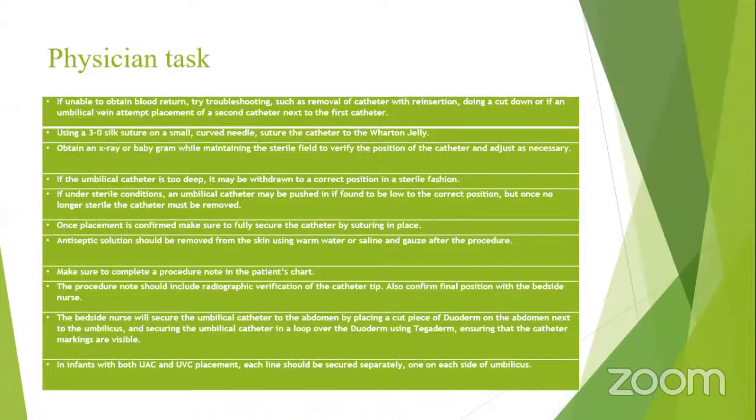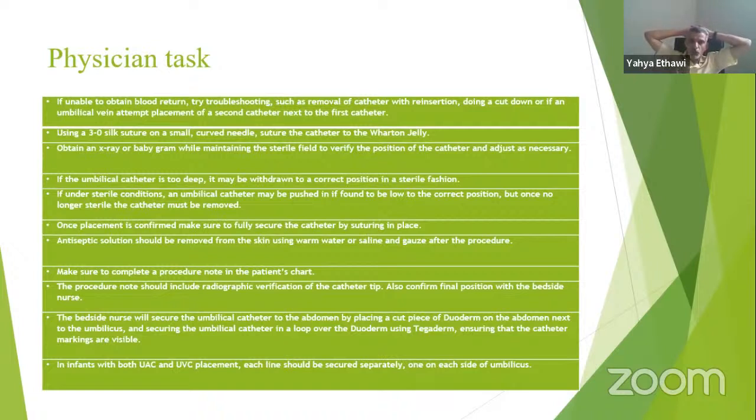If unable to obtain blood return, try troubleshooting, such as removal of the catheter with reinsertion, doing a cut down, or, if an umbilical vein, attempt placement of a second catheter next to the first catheter. Using a 3 silk suture on a small curved needle, suture the catheter to the Wharton jelly. Obtain an X-ray or babygram.